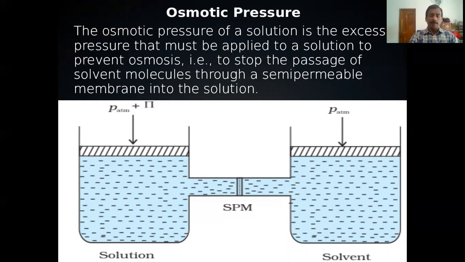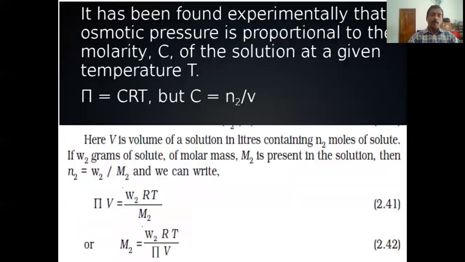And this osmotic pressure is a colligative property. So it is proportional to the number of particles in the solution. And experiments have shown that it is proportional to the molarity, not molality, of the solution. Molarity is the number of moles of solute per liter of solution.